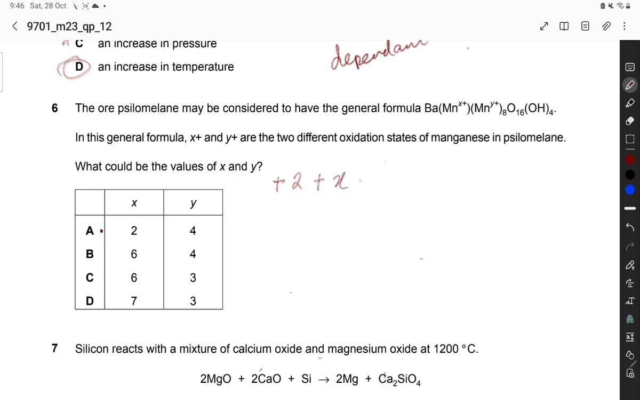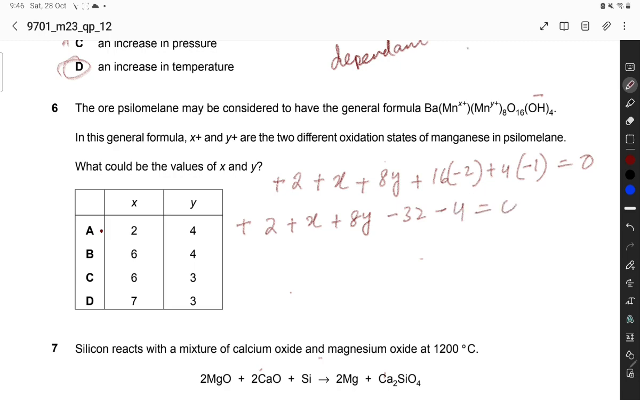MnX plus MnY, 8Y, plus minus 2 times 16, minus 2, and this is minus 1 OH, and plus 4 times minus 1 is equal to 0. So plus 2 plus X plus 8Y minus 32 and minus 4 is equal to 0.